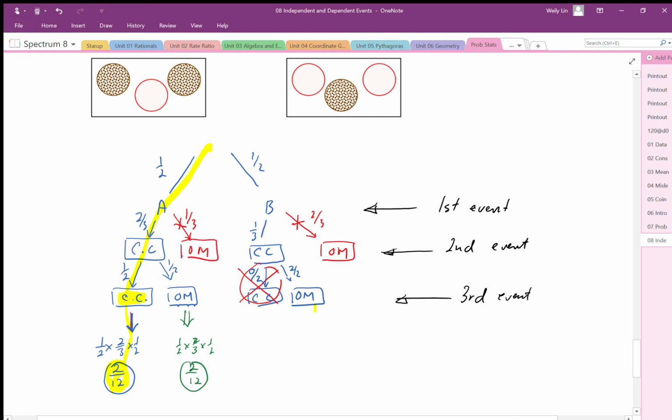And we know we could have also done this. Okay, we couldn't have gone down here. But we could go B, get a chocolate chip, and then we would have had to have gotten an oatmeal. Okay, so it looks like this: 1/2 times 1/3 times 2 out of 2. This is certainty, right? So we know that's 2 out of 12. Okay, so the probability of this happening is 2 out of 12.